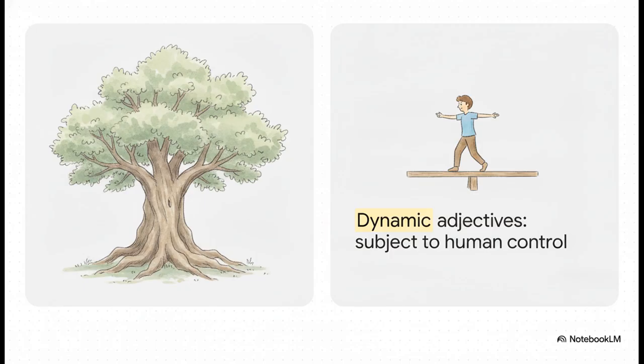Dynamic adjectives, however, denote qualities that are subject to direct human control, like being careful, brave, or even annoying. Because agency is involved here, dynamic adjectives can actually be used in progressive forms, like "he is being annoying," or even in direct imperative commands, like "be brave."